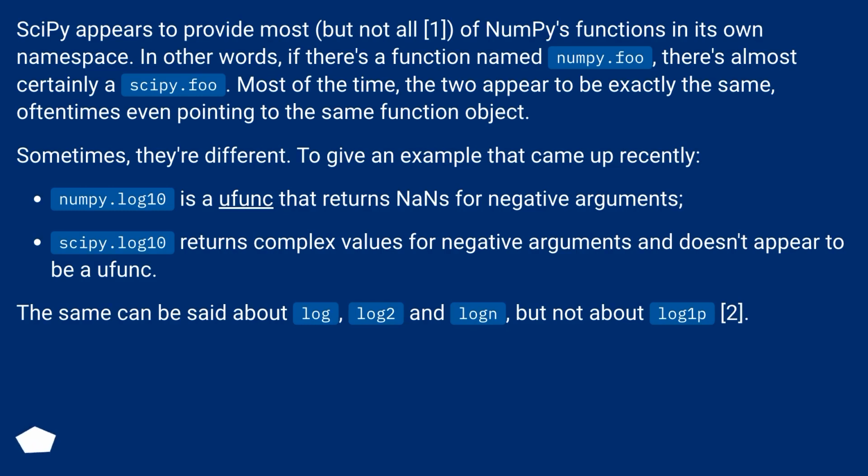Sometimes, they're different. To give an example that came up recently, numpy.log10 is a ufunc that returns NaNs for negative arguments. scipy.log10 returns complex values for negative arguments and doesn't appear to be a ufunc. The same can be said about log2 and ln, but not about log1p.